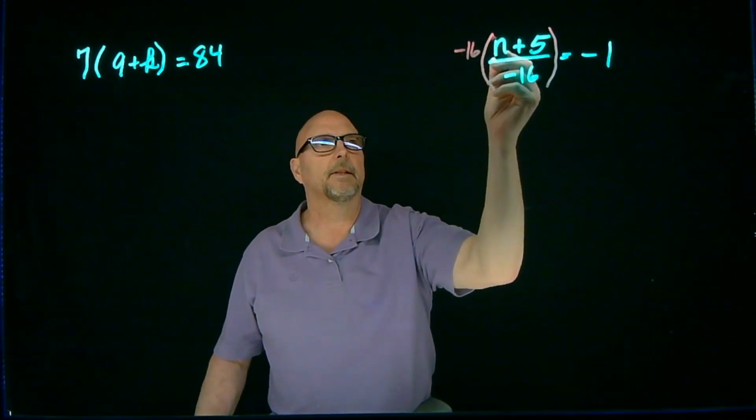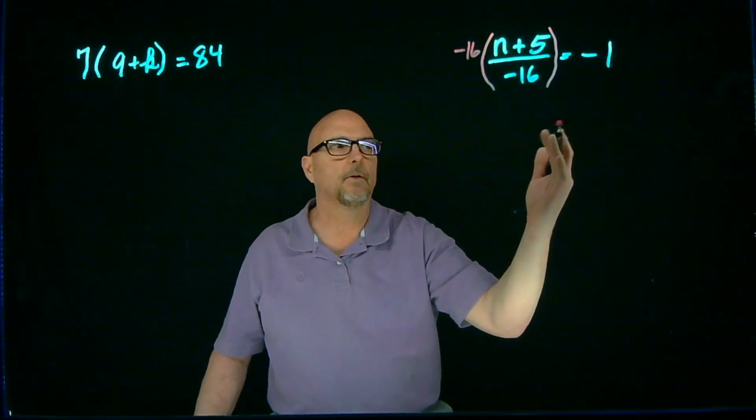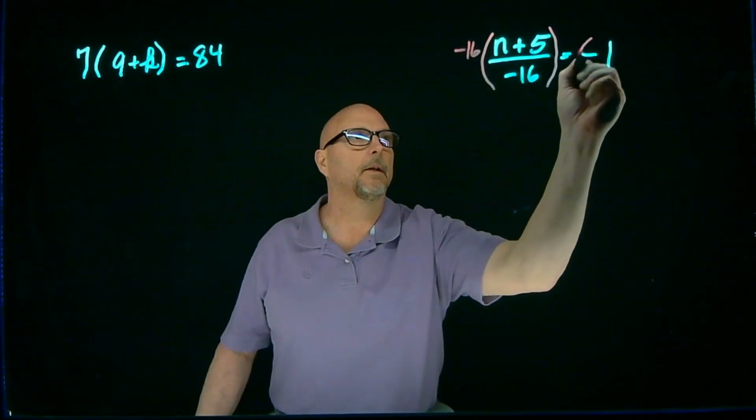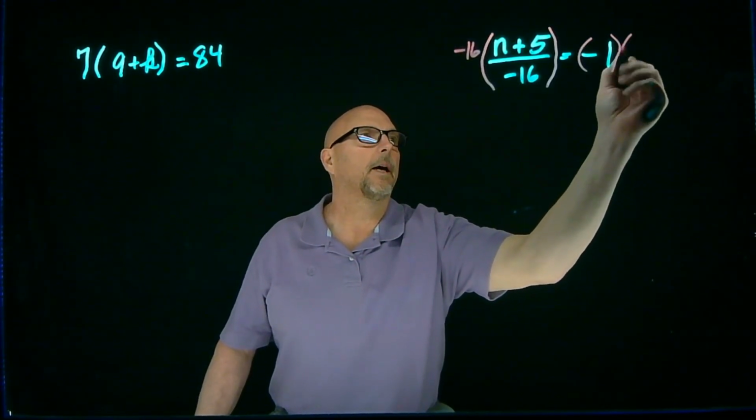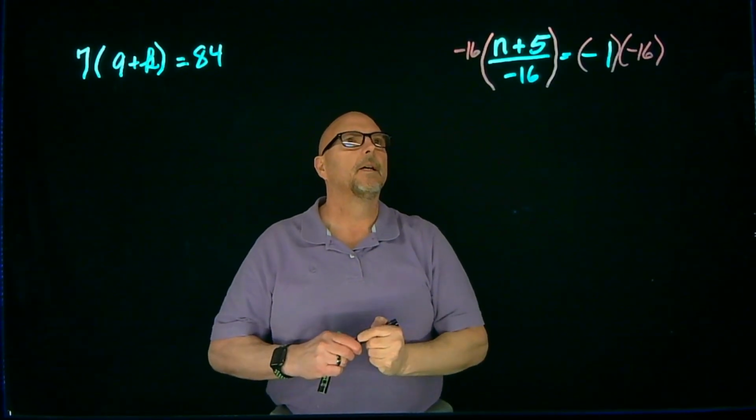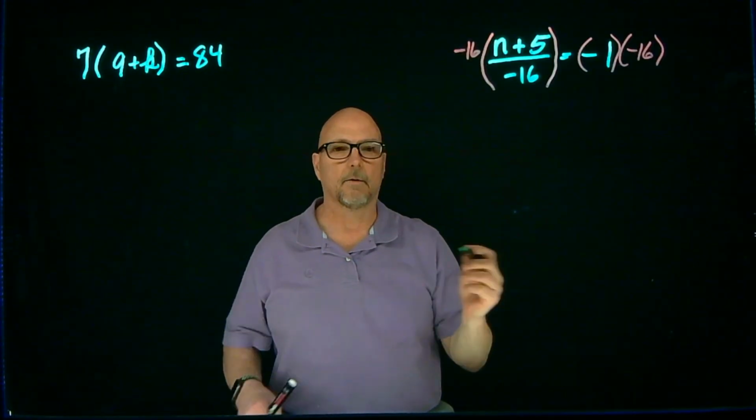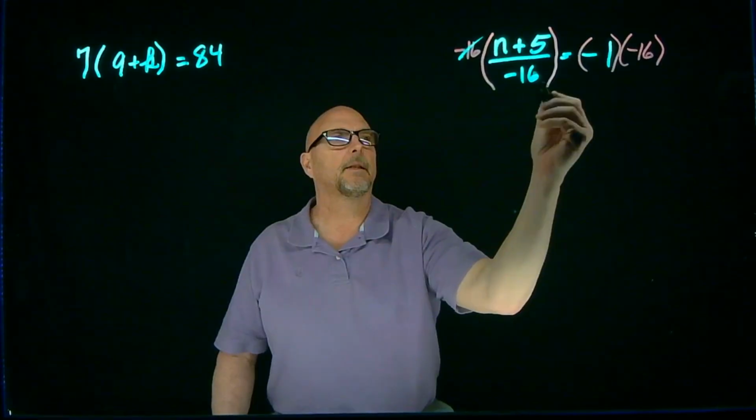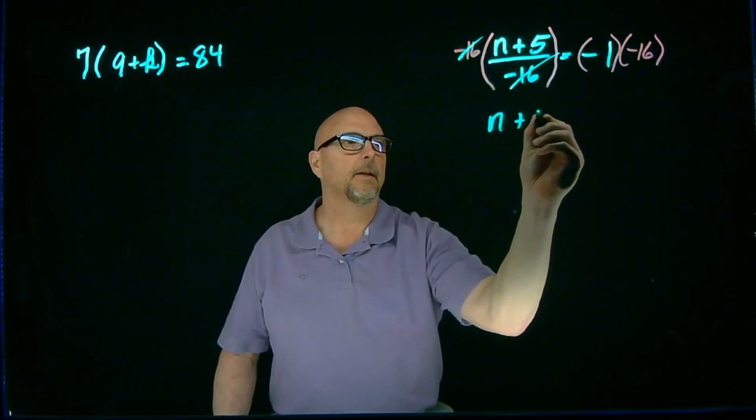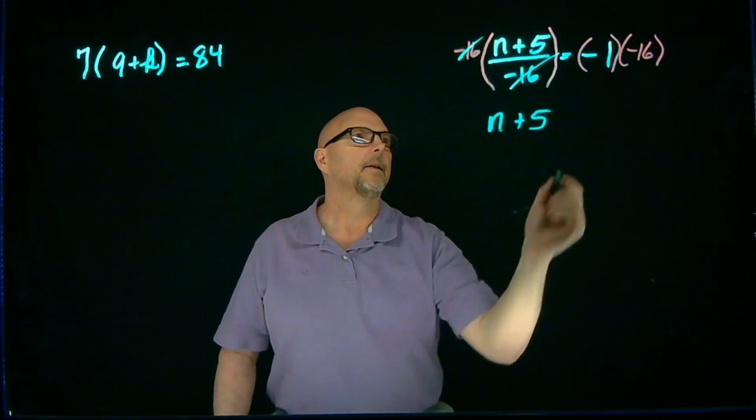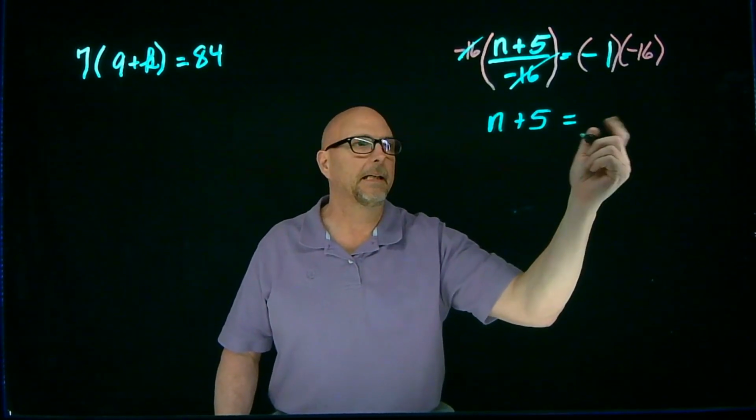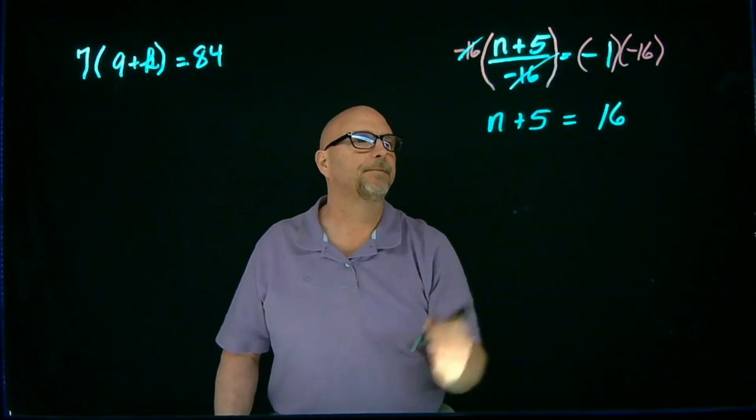Because again, negative 16 divided by negative 16 goes away and just becomes a 1. But you can't do this only on the left. We also have to multiply the right-hand side by negative 16. All right, so let's get our next equivalent equation. Negative 16 divided by negative 16 is 1. So the only thing remaining is n plus 5. And that is equal to negative 1 times negative 16, which is positive 16.